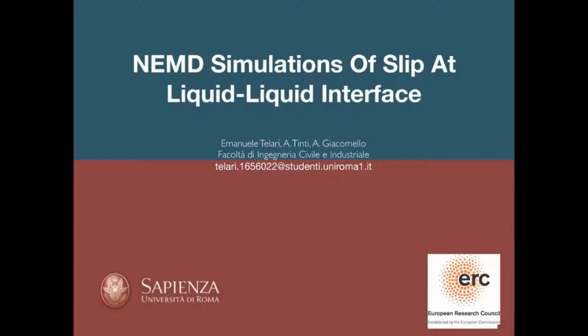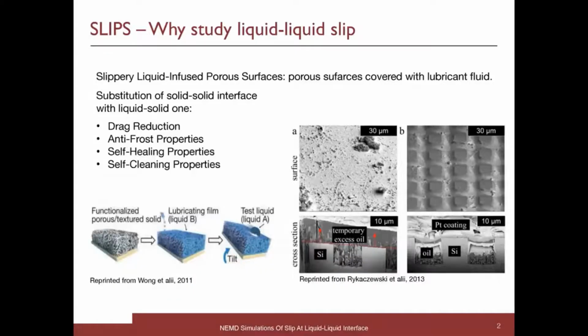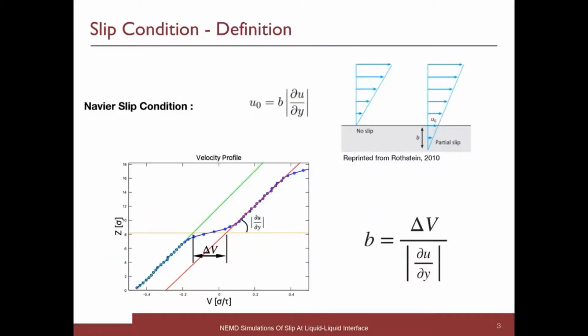SLIPS are liquid-infused surfaces that achieve excellent slip and drag reduction properties by substituting the solid-liquid interface with a liquid-liquid one. The reason for this high degree of slip is not well understood yet, also due to the fact that the phenomenon of slip at liquid-liquid interfaces still has not been deeply studied in the literature. One of the hypotheses for this behavior is the presence of a high degree of slip at the lubricant-working fluid interface due to the presence of a third phase such as contaminants or gaseous phases.